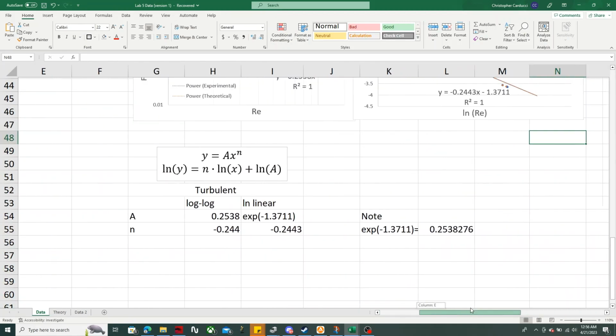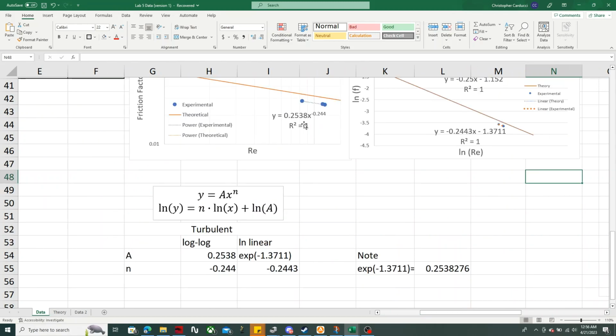But once again, you can either do the power trend line or the linear trend line using the natural log data. But you should be able to get the coefficient values regardless and the exponent values regardless. If you do the natural log linear relationship, just know it takes a little bit extra math just to get that coefficient, okay?